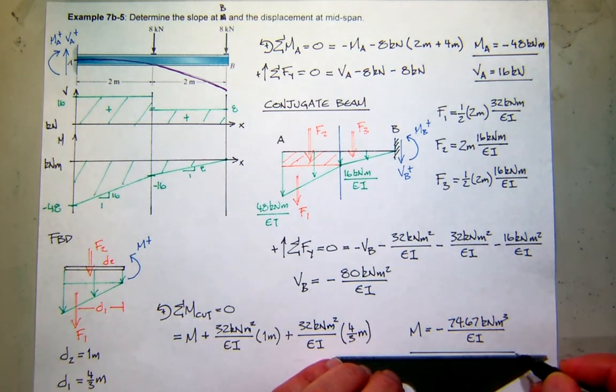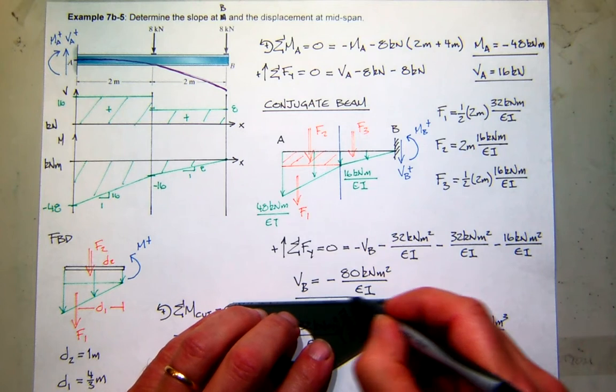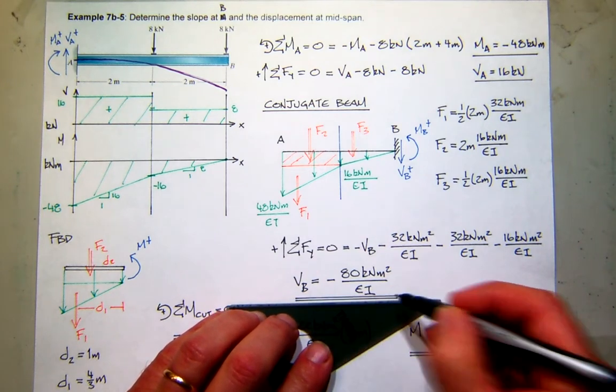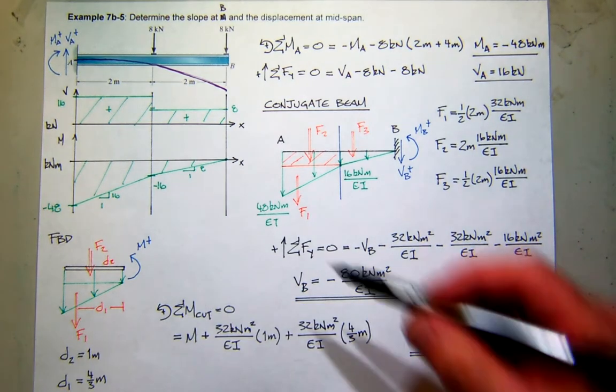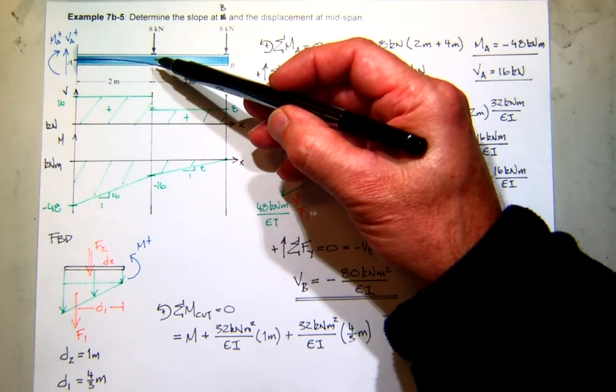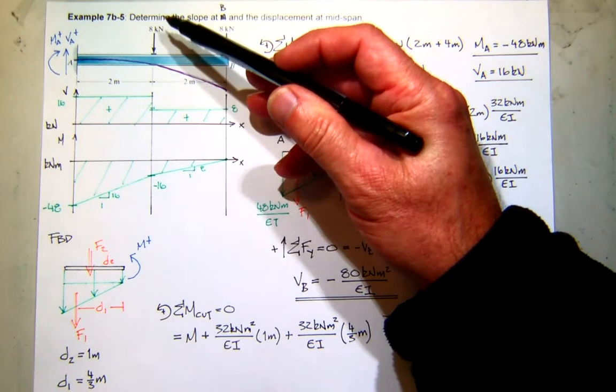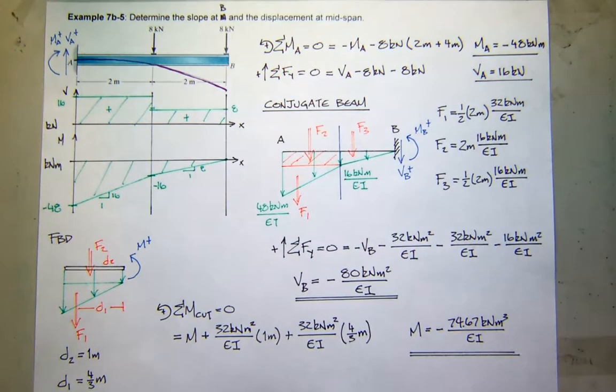And again, we don't have values for E and I, so I don't have to worry about that. But we can do one quick check. It came out negative. Would you expect the point here in the midspan to go down or go up? Down. Down is negative. So that seems reasonable. So any questions about this one? No. All right.